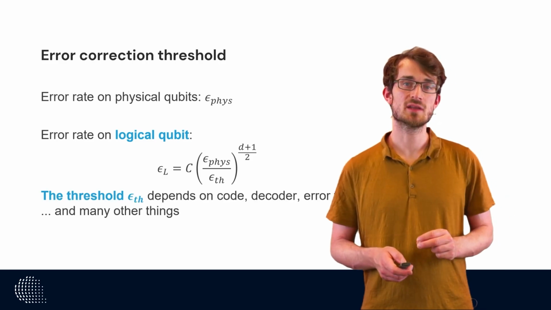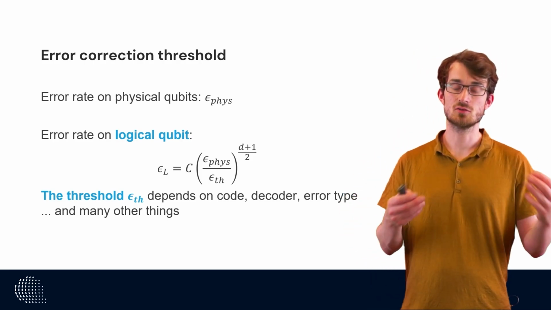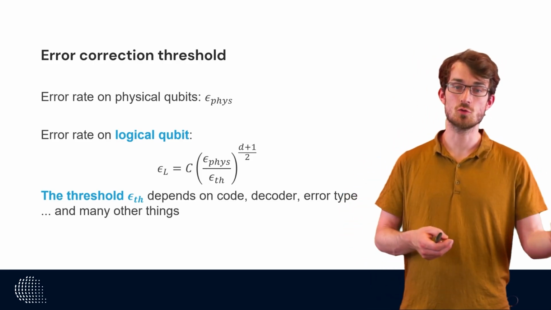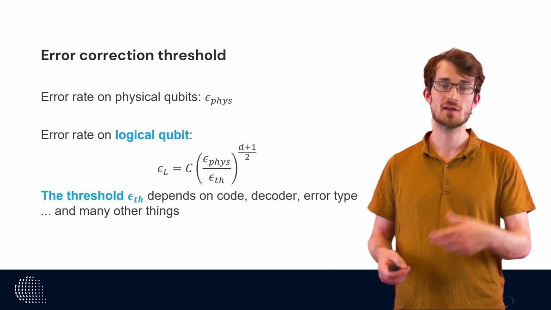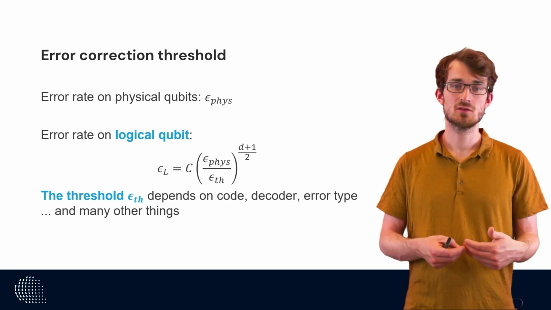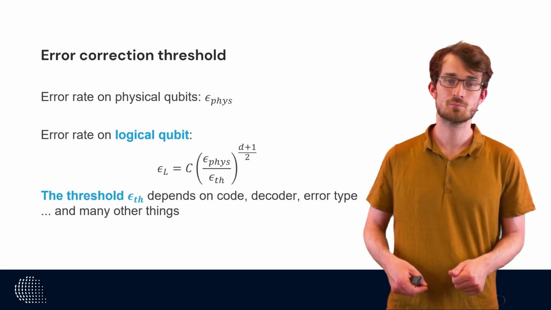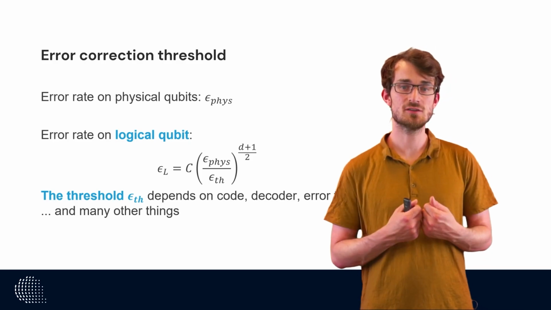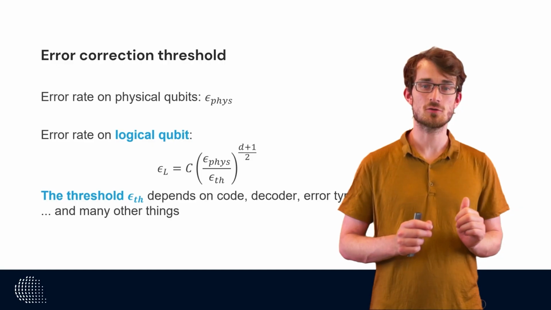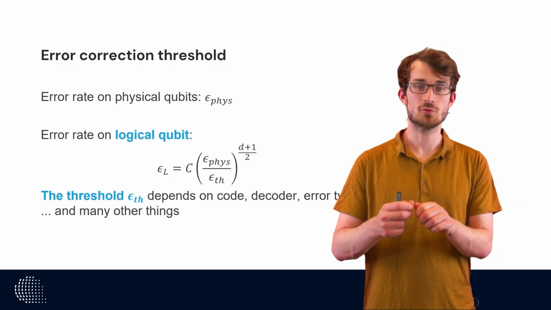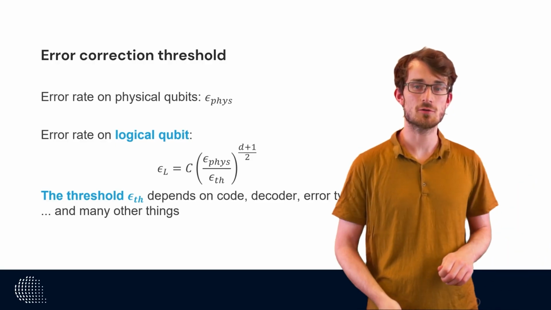This threshold error is a very important concept in quantum error correction. It generally depends on the code you're using, the way you decode your code, the type of errors that happen in real life, and many other practical things in how you really implement your code on a quantum computer. The key thing you see from this formula is that if epsilon phys is smaller than your threshold error, then if you increase d, your distance, the logical error goes down.